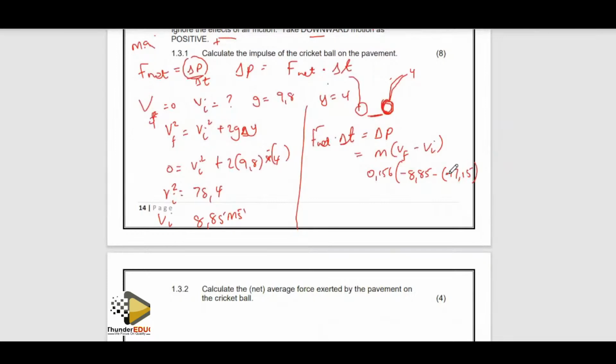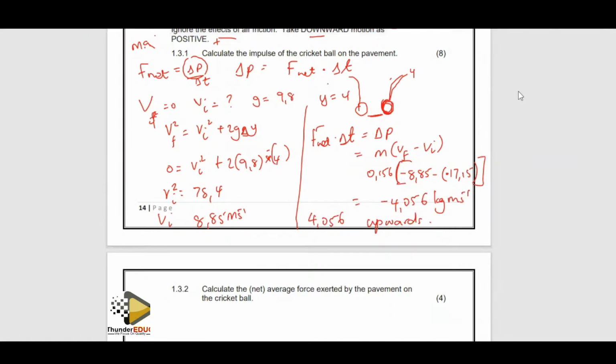17,15, since it was taking the positive direction. When I work this out, I'm just going to get something like negative 4,056. This is mass, which is kilograms per meter squared. So since we're focusing on impulse, it's going to be 4,056, but in which direction? It's going to be upwards.